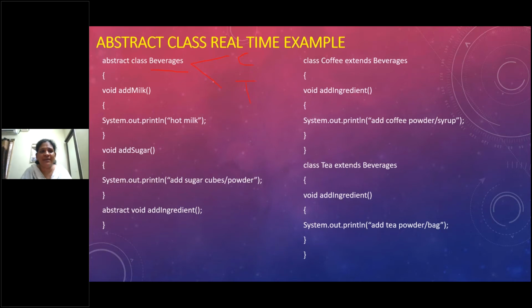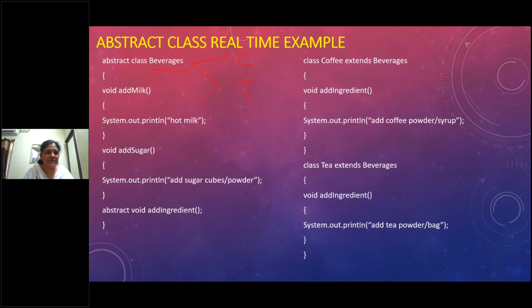So I can write the common definitions here. Now, if we want to prepare coffee or tea, tell me the ingredients that are common to both. Milk, sugar: common ingredients you will use for both coffee and tea. Tell me what is uncommon. For coffee we will use coffee powder, for tea we use tea powder. So that is the only difference.